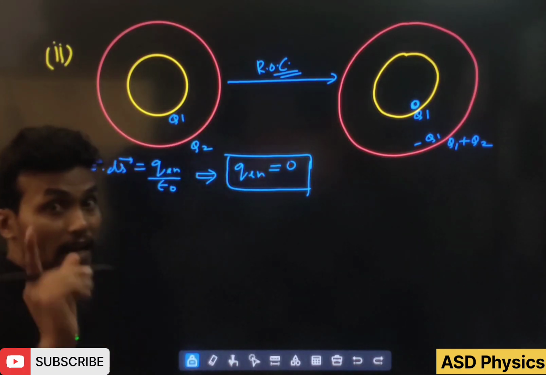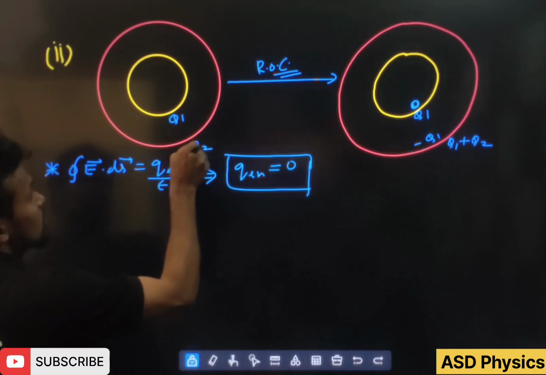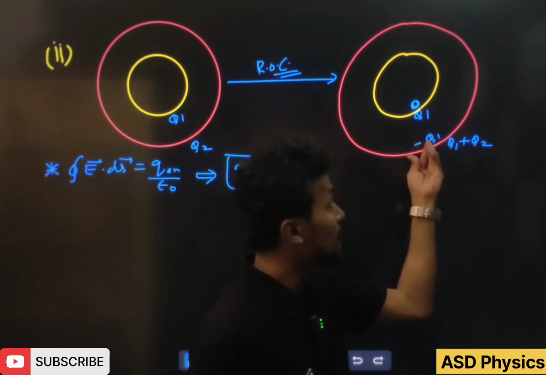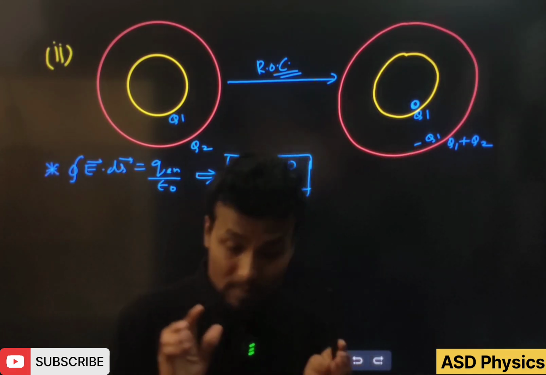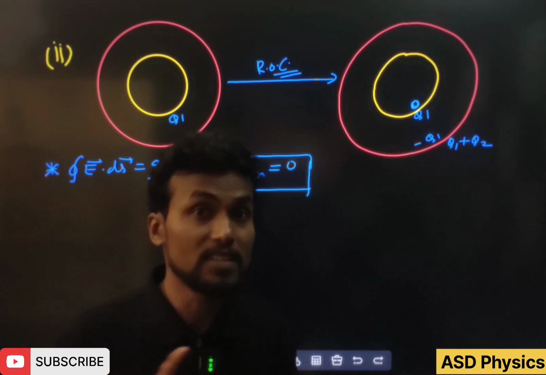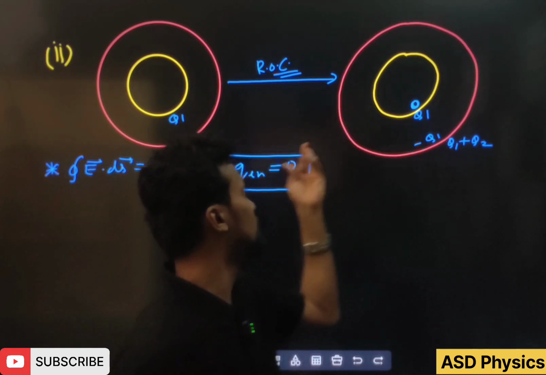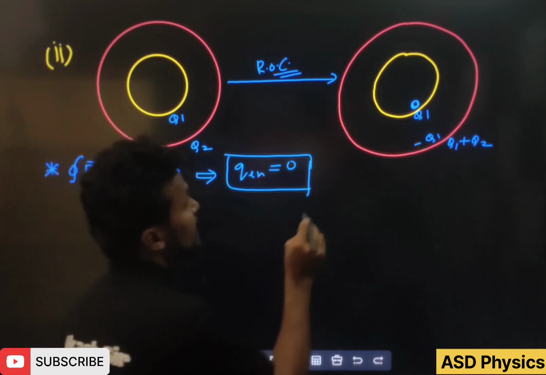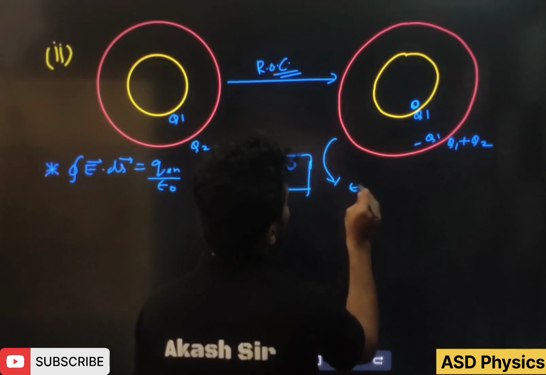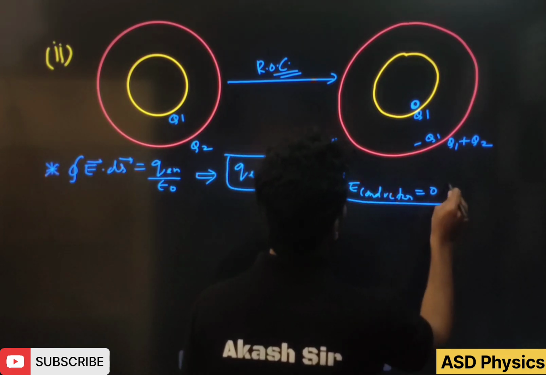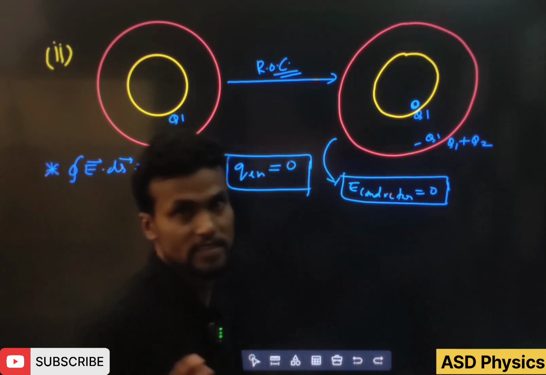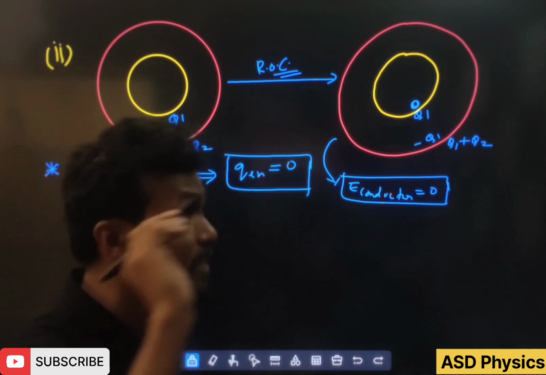Outer only Q1. And before the redistribution, the total charge here is Q2. Now it is minus Q1 plus Q1 plus Q2, Q1 cancels, so Q2. So conservation of charge is valid, but why is this redistribution of charge happening? So that the electric field inside the conductor should be 0. Only this redistribution has taken place.